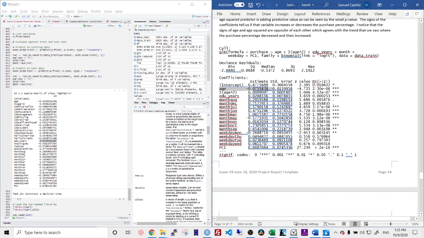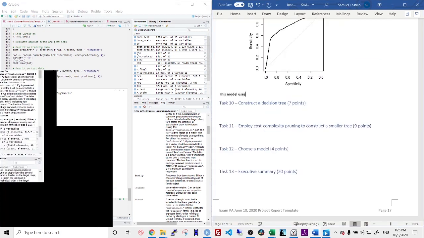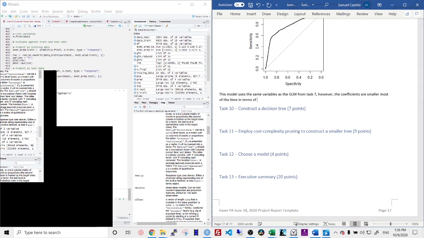Like, for instance, on age, it's negative 0.78, basically. And on the elastic net, it's negative 0.05, right? This doesn't always appear to be the case, though. Like, for PC1, it's about negative 0.67, and for PC1 here, it's about 0.67, 0.68 almost. So most of the time, the individual coefficients are smaller. This model uses the same variables as the GLM from task 7. However, the coefficients are smaller most of the time in terms of absolute value.